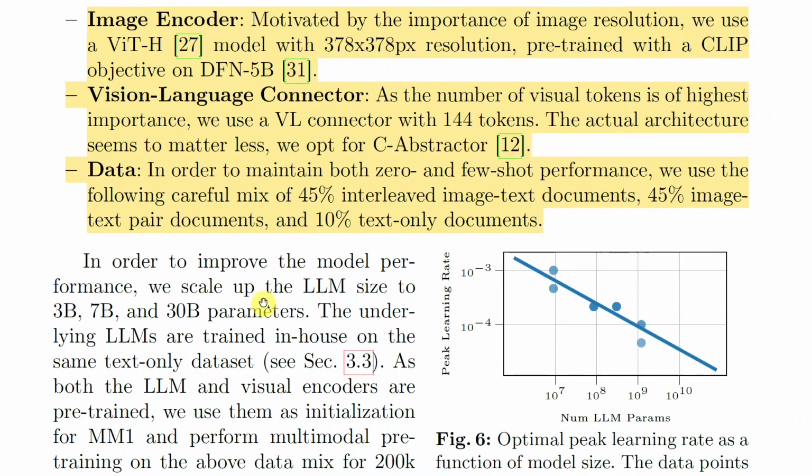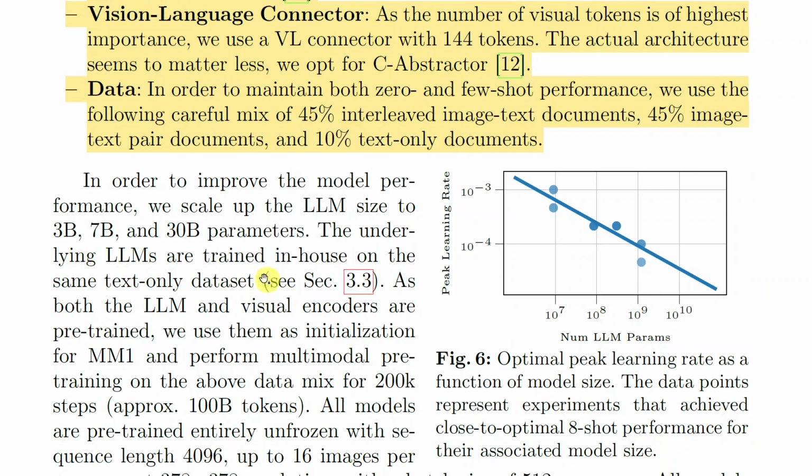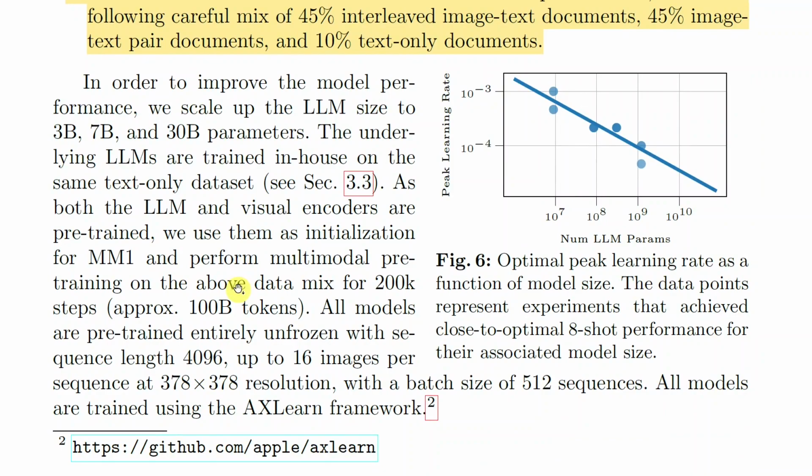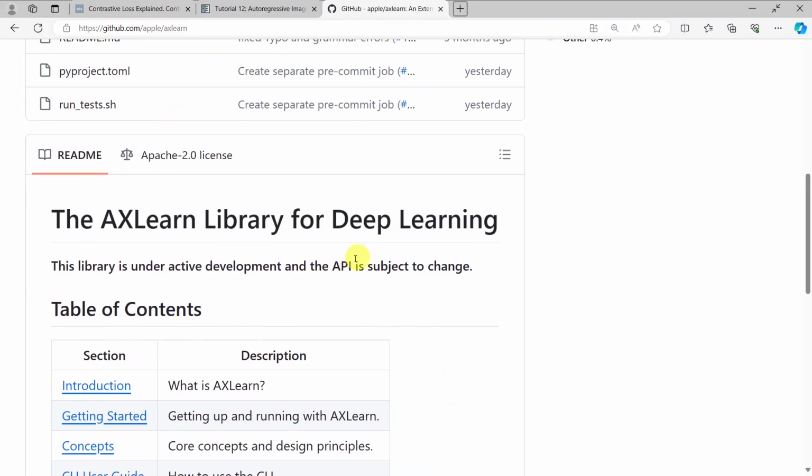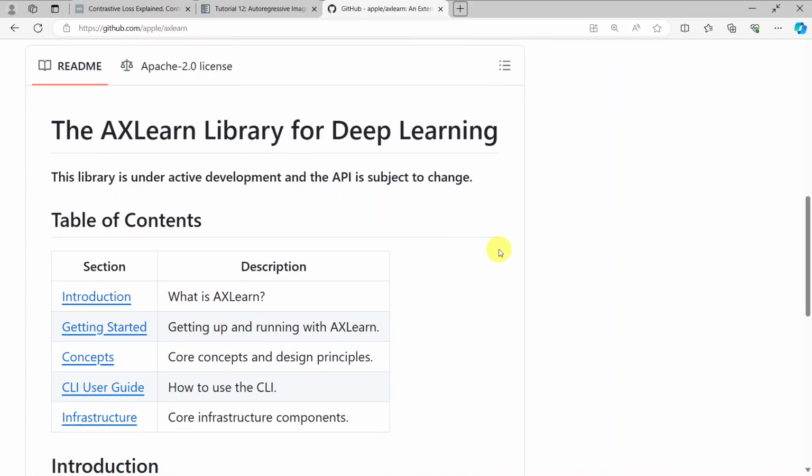Once the model configuration is found, they trained multiple models: 3 billion, 7 billion, and 30 billion parameters. The LLMs were trained in-house on the same text-only dataset. 16 images per sequence of 378 cross 378 with a batch size of 512 sequences. And it was trained using the AXLearn framework. This is the AXLearn library for deep learning. The link is there in the paper and we'll share it in the description as well.